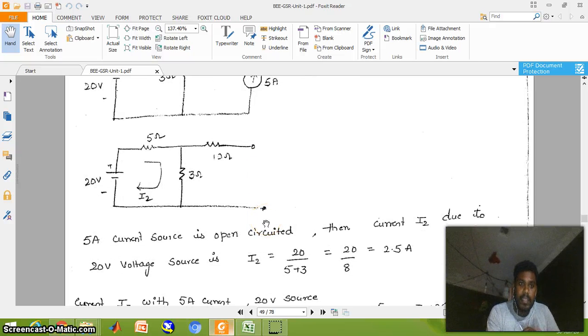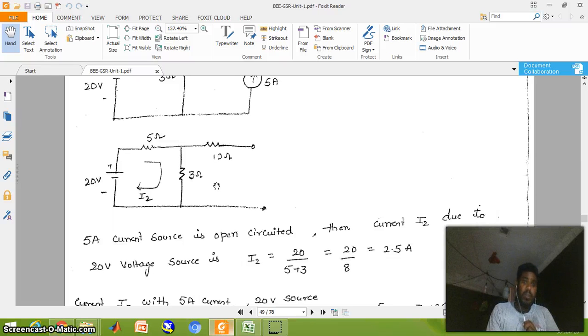Next, calculate the current through the 3 ohm resistor for this circuit. For case 1, calculate the current through the 3 ohm resistor by using any network reduction method. Here the current through the 10 ohm resistor is equal to 0 because of the open circuit. So current is flowing through only 5 ohms and 3 ohms. The same current is flowing through 5 ohms and 3 ohms, so the two resistors are connected in series. Calculate the R equivalent for the series circuit. R equivalent is equal to R1 plus R2, we know. First calculate the R equivalent.